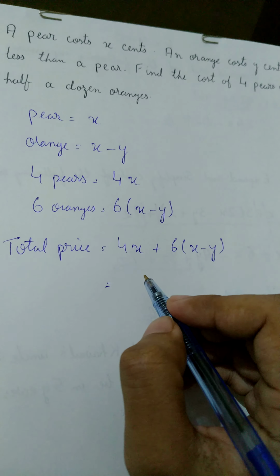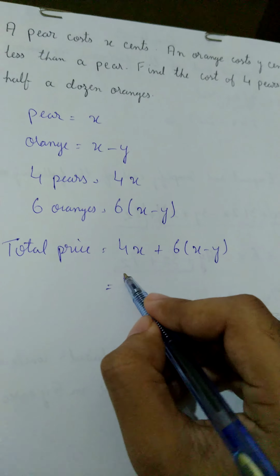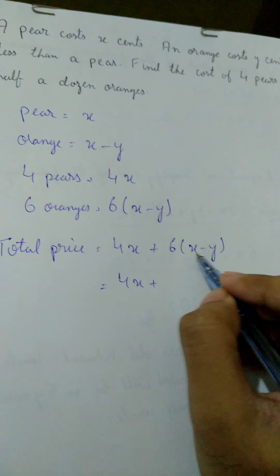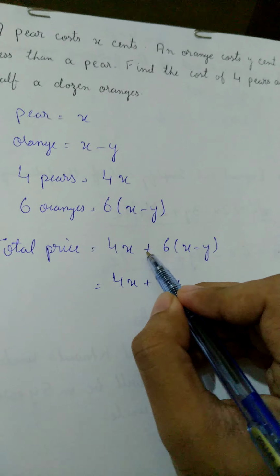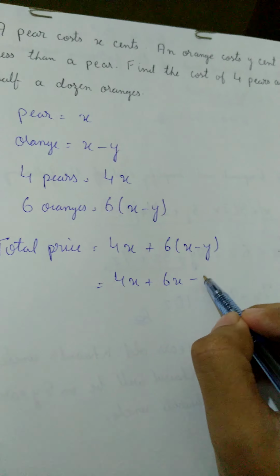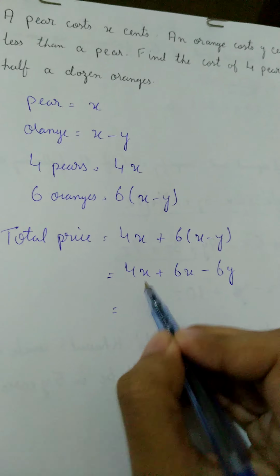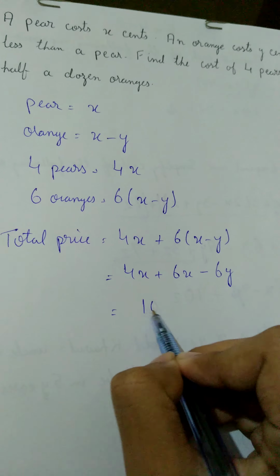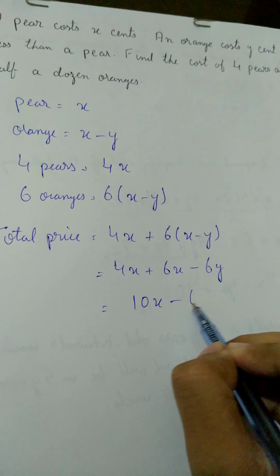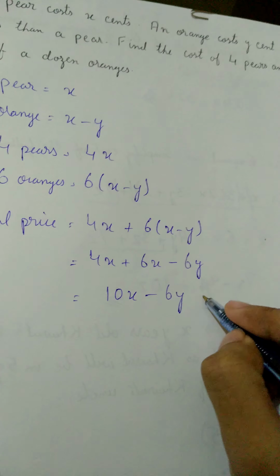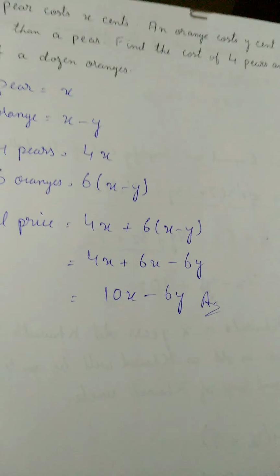It's very easy. We just have to multiply. 4x plus 6 times x is 6x, and minus 6 times y is minus 6y. 4x plus 6x is 10x minus 6y. This is our answer.